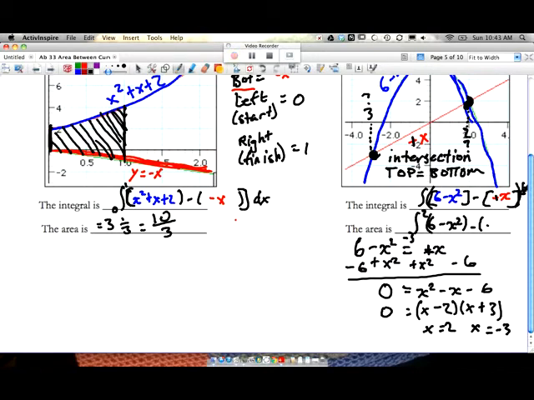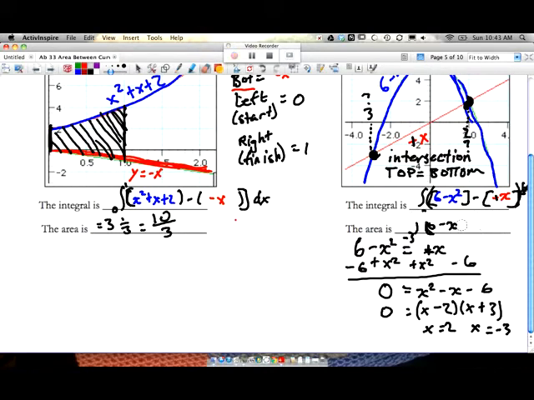minus x. I almost did the negative x again. And then we got a dx. All right, so that's it. Oh, wait. I just rewrote the integral. I didn't need to do that. I really just needed to add in the area calculations to the other piece.